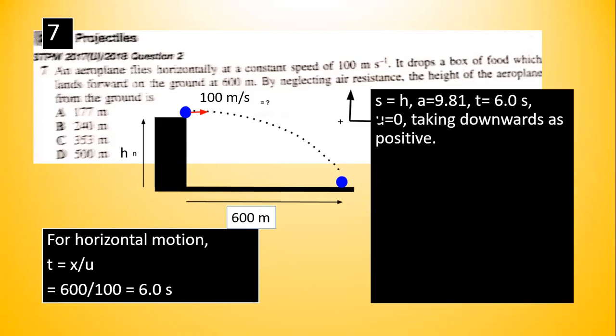Now consider vertical motion. S equals to your h. A is, you take downwards as positive, so it's 9.81. Your time you have to calculate is 6 seconds. And then your u is 0. Initially 0. Vertical speed is 0. Choose the formula. S equals ut plus half a t square. Put in your formula. U is 0. S is h. Half a is 9.81. T square, 6 square there. That's your answer.